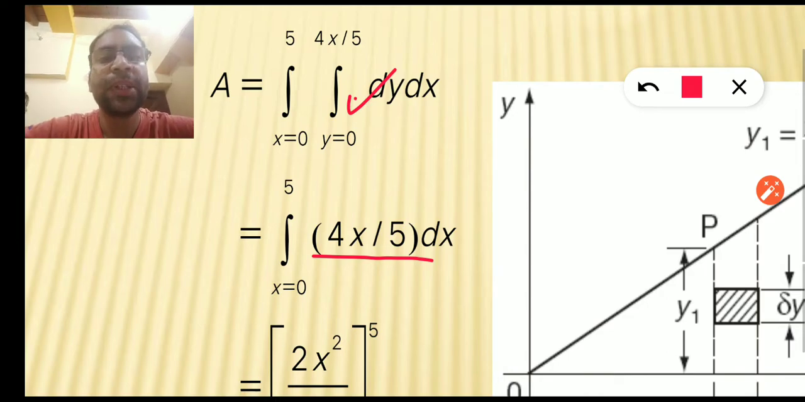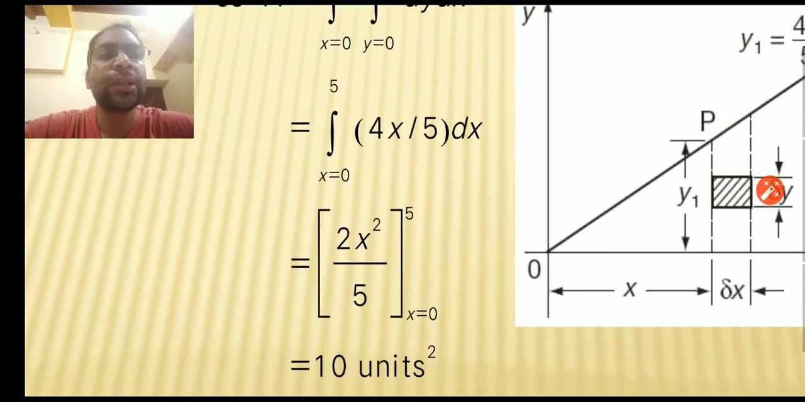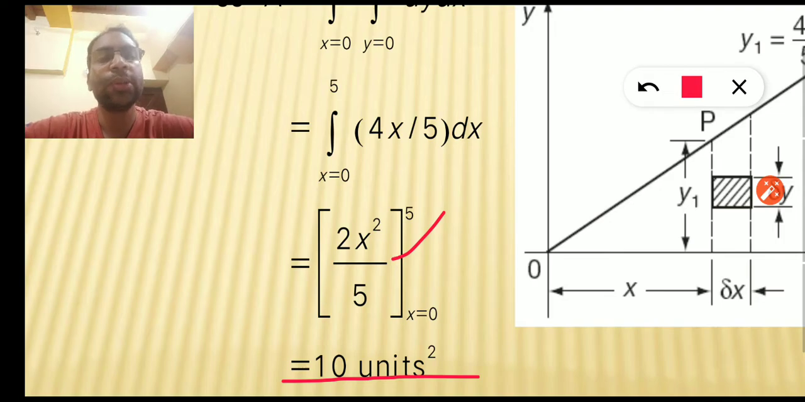Now this becomes a single integral 4x upon 5, where we can take 4 upon 5 as a constant, and the x will be integrated according to the limits. So the integral of x will be x square upon 2, that will be applied here with the limits, and finally we have this constant value 10 units. So this will be the area of the given figure.